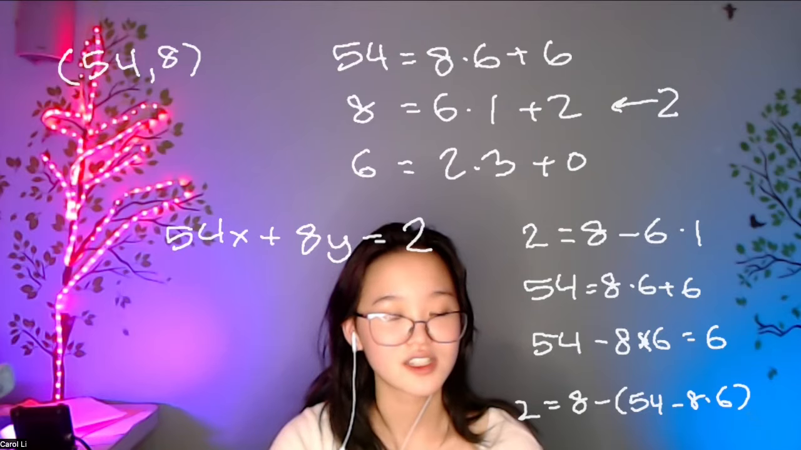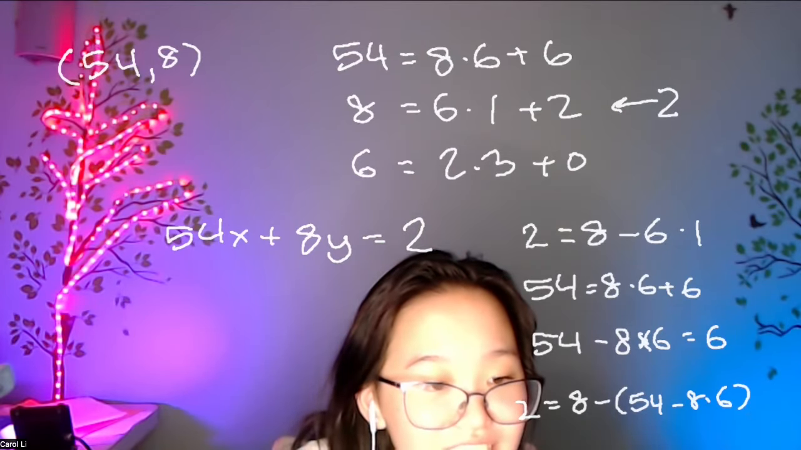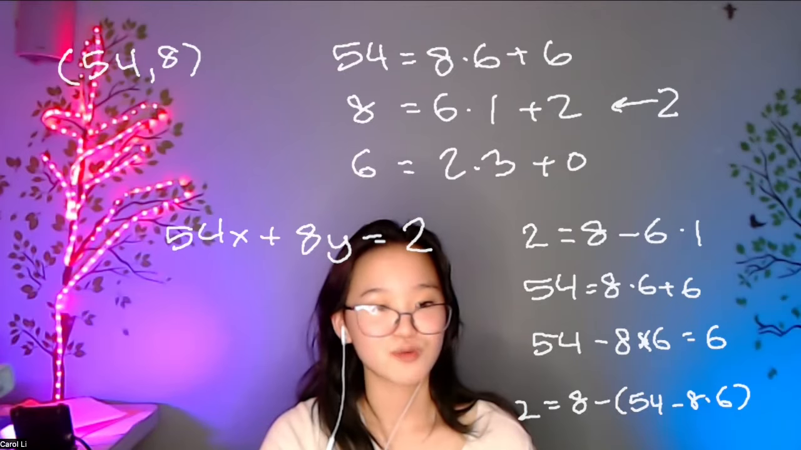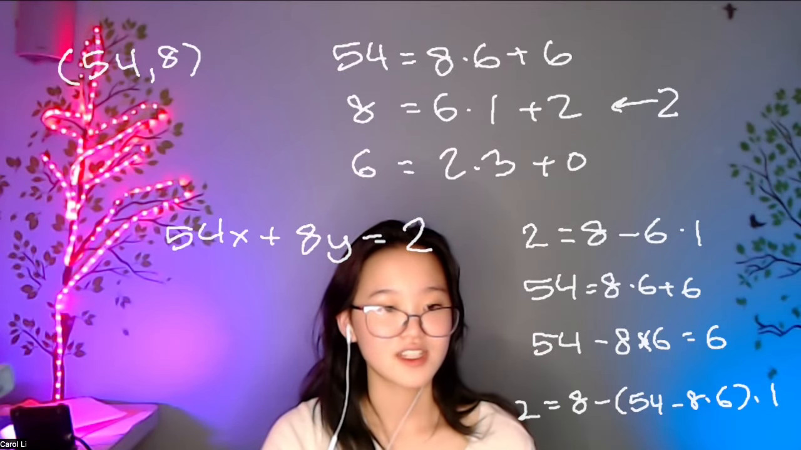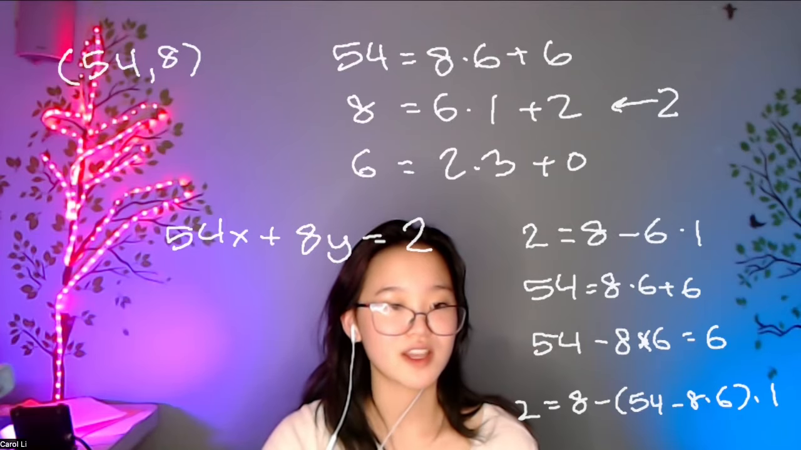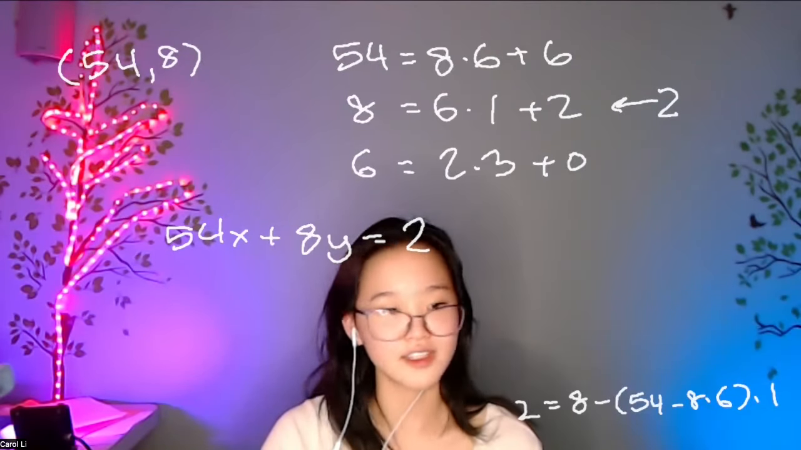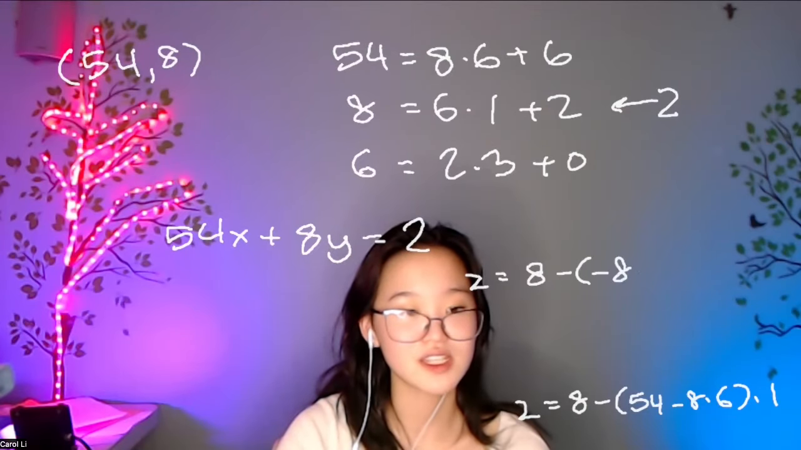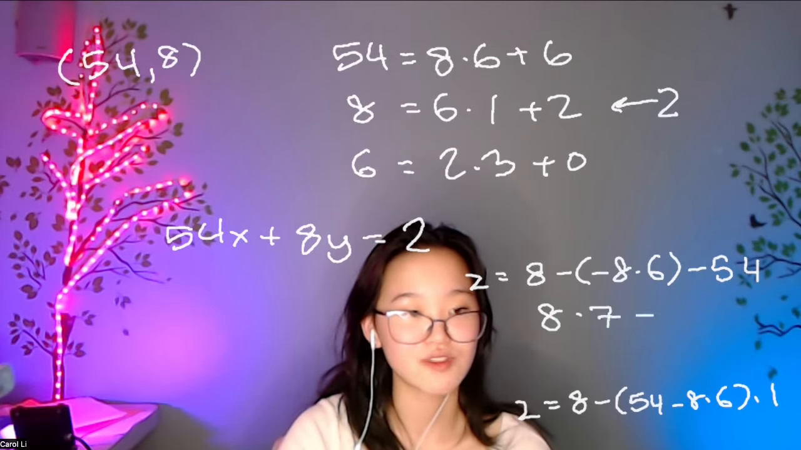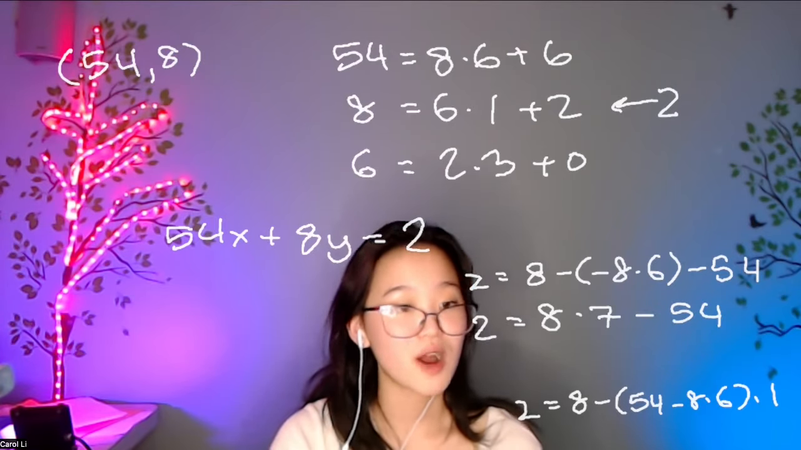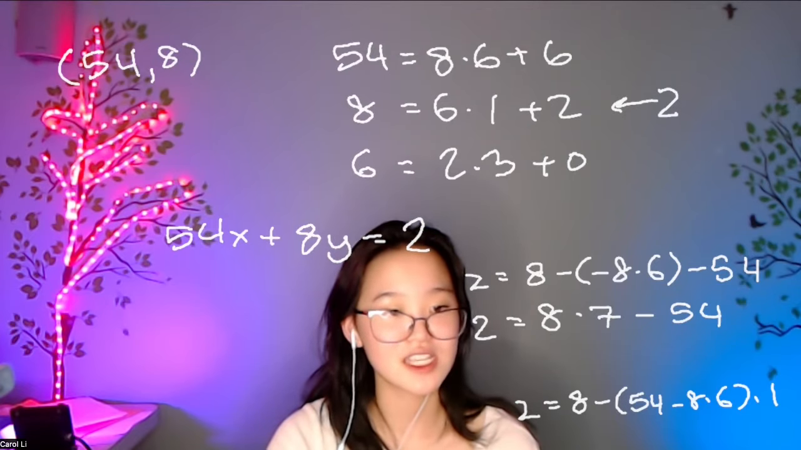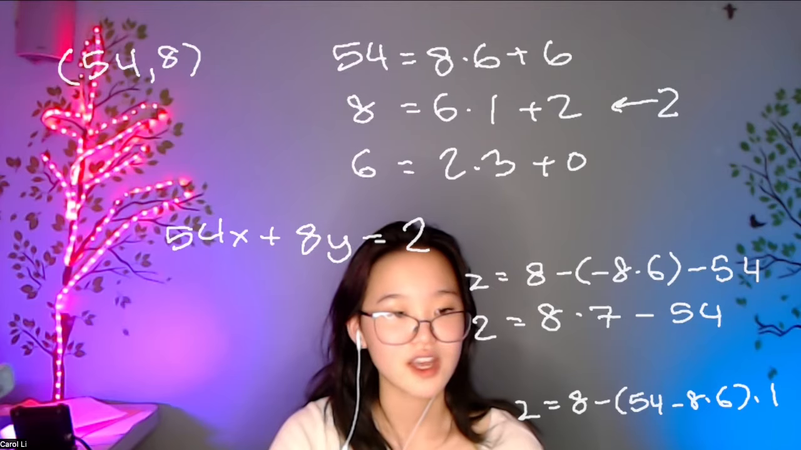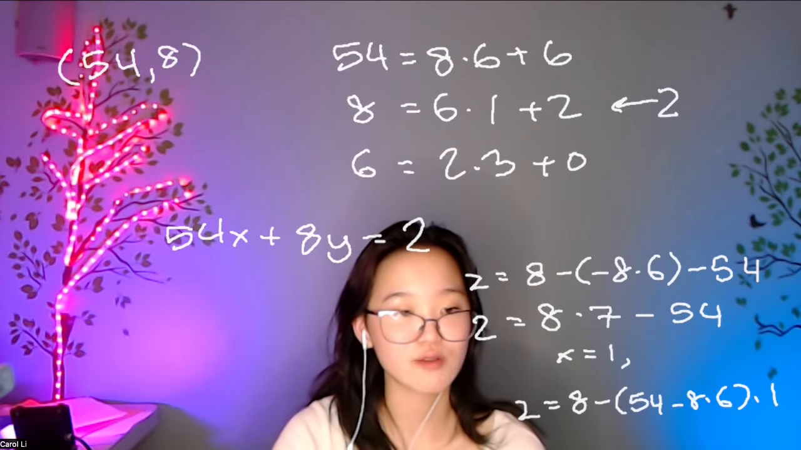8 times 6, 54 times 1. Oops, let me expand that out. If you erase that, what you'll get is 2 equals, let's expand it out, 8 minus negative 8 times 6 minus 54, and you get 8 times 7 minus 54 equals 2. Wow, so from here you get, okay, x is negative 1. X equals negative 1, and y equals 7.